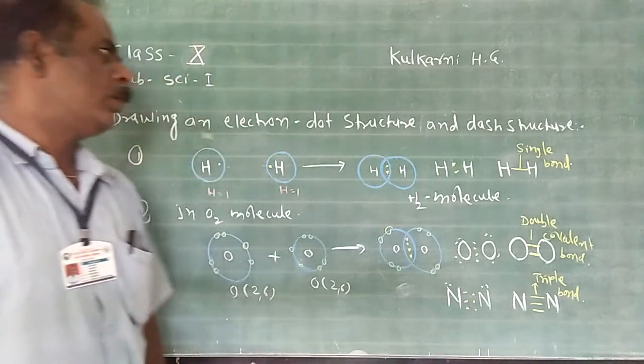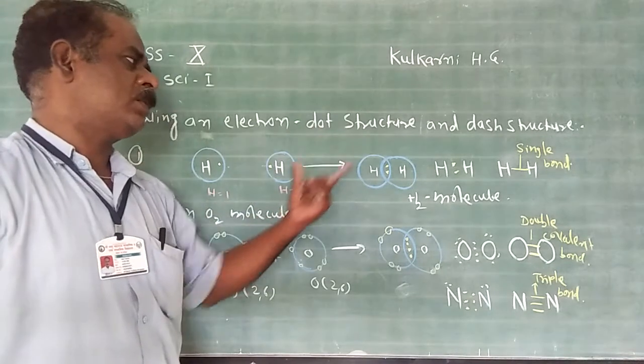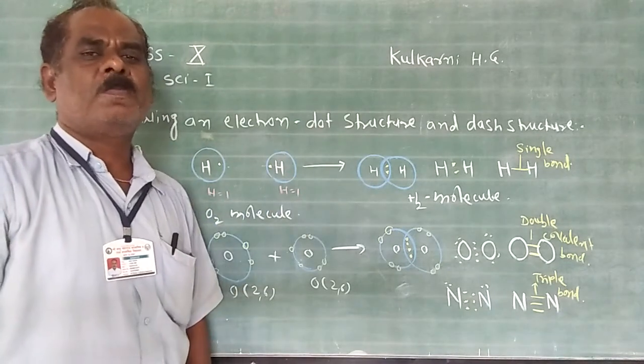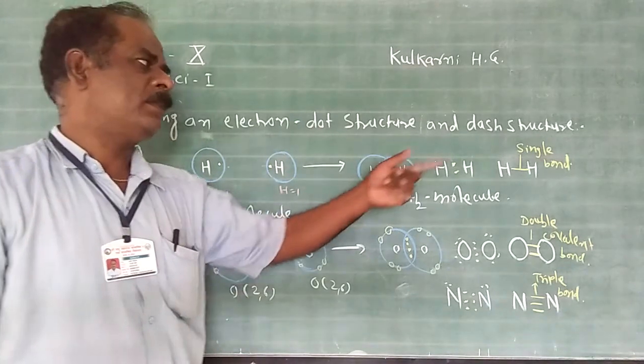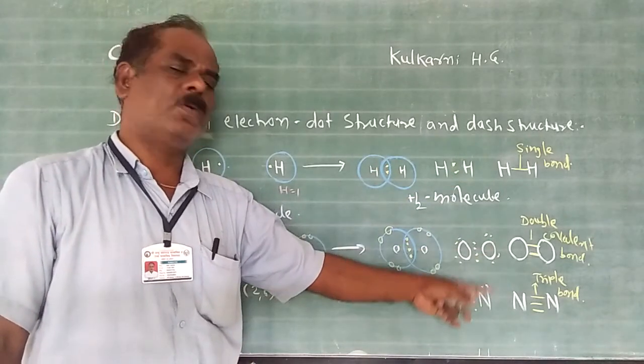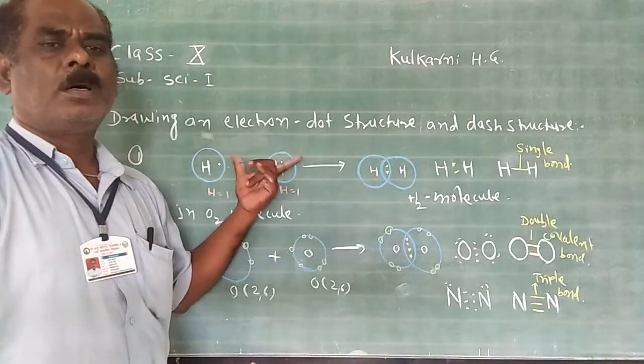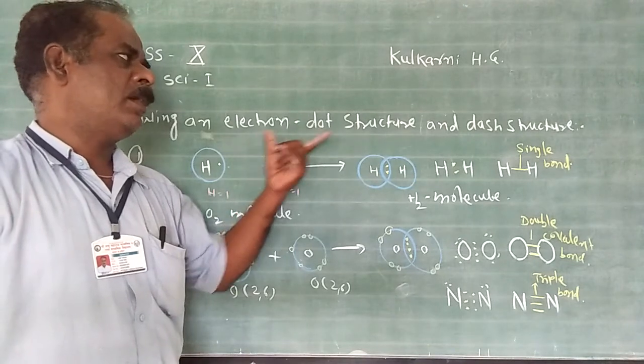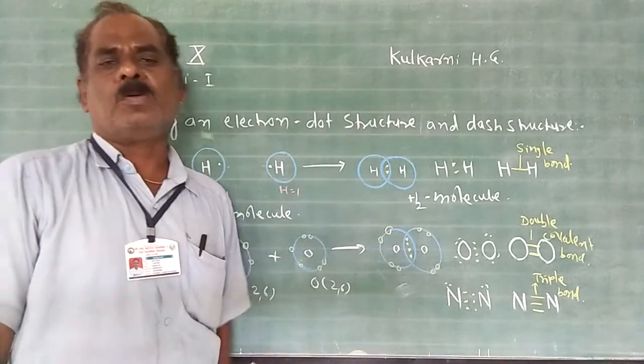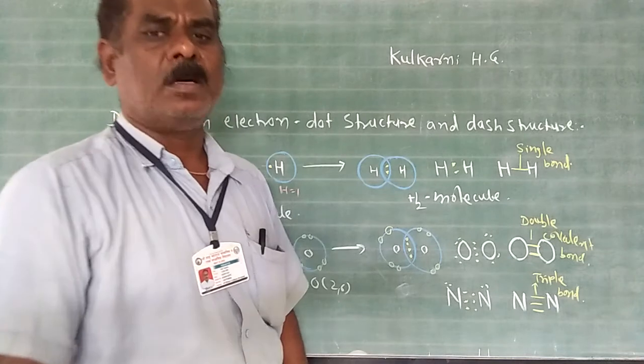Understand how to draw the electronic dot and dash structures of any molecule. Questions will be asked in the examinations: define single covalent bond, double covalent bond, triple covalent bond, or draw the electronic dot structure and dash structure of the following molecules. Such type of question will be asked in the examination.